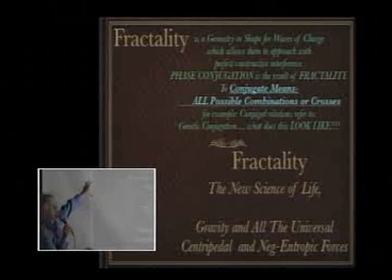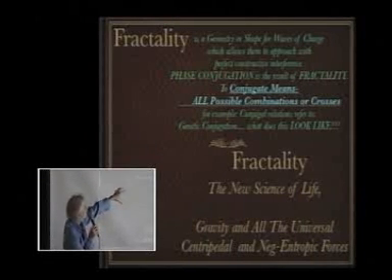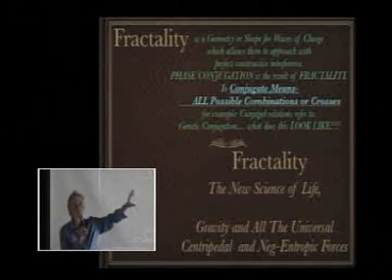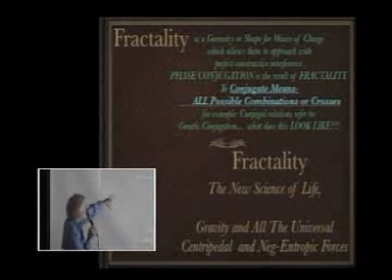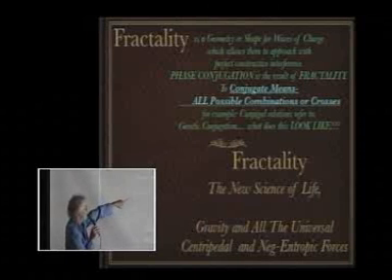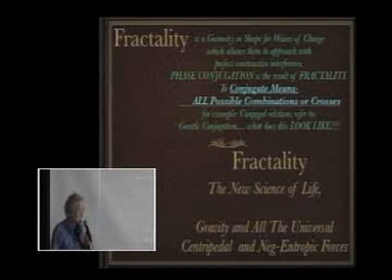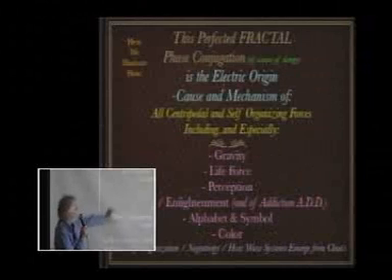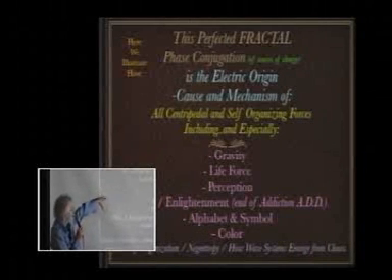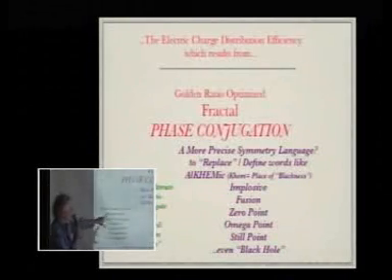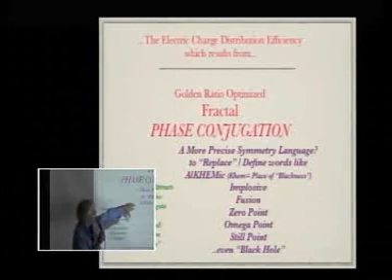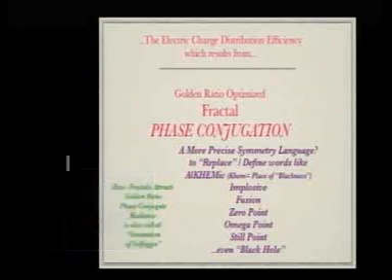It's not complicated. A fractal is a geometry or shape for waves of charge which allows them to approach with perfect constructive interference. Einstein's dream and the spiritual dream. And to conjugate means all possible combinations or crosses, for example, conjugal relations. So what we're saying is that this is the electric origin, cause, and mechanism of all self-organization, specifically including the concept of alchemy, meaning the access to the place of blackness, or the chem meaning black, or specifically access to the possibility of the making of a black hole.